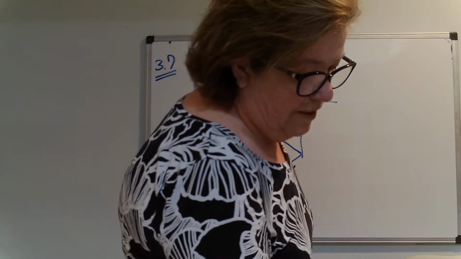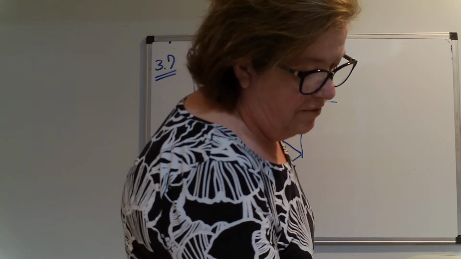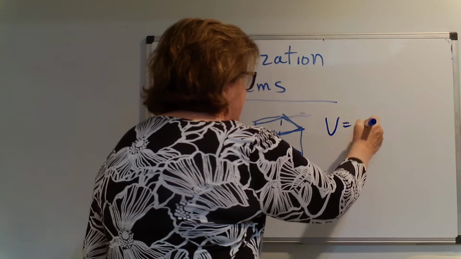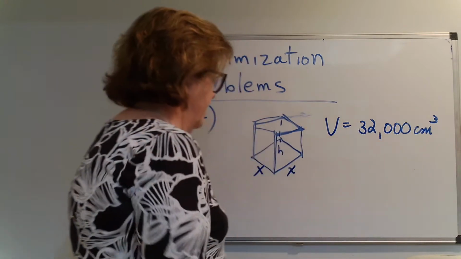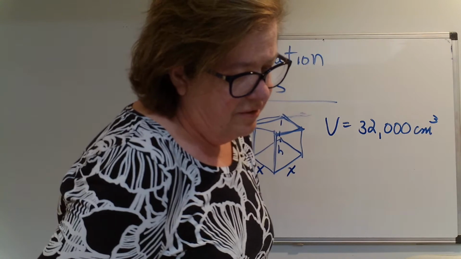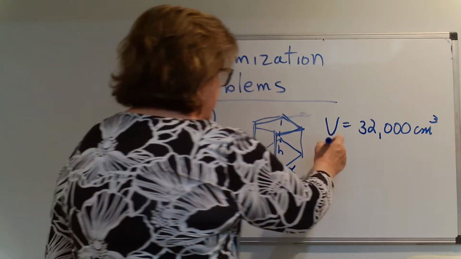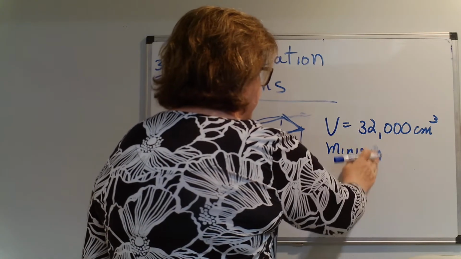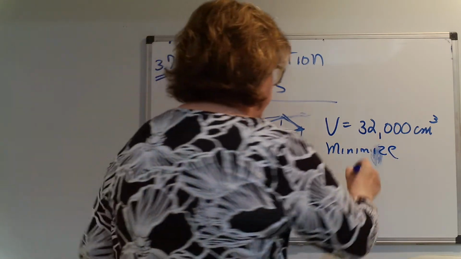And we must have a volume of 32,000 cubic centimeters. So we want our volume to be 32,000 cubic centimeters. That's what we need. Now what they say is, find the dimensions of the box that minimizes the amount of material used. So you have to minimize the amount of material used.